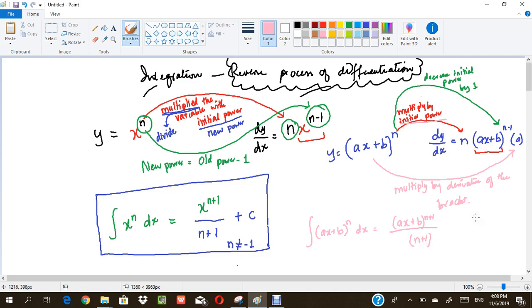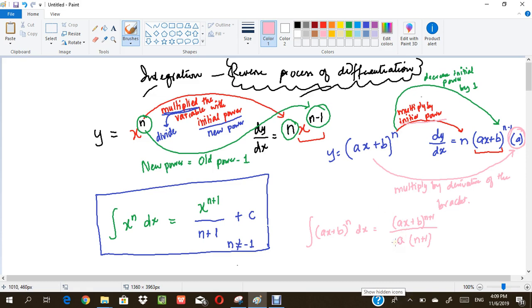And now finally, about this a here, which was the derivative of the bracket. What we'll do is divide this by the derivative. In order to obtain the integral, the final step would be to divide this by the derivative. Now a question here might arise: if we are reversing everything, then why don't we divide by the integral of the bracket? This might be a very valid question, and this is a very good question if you have this question.